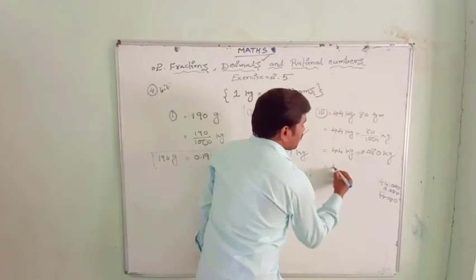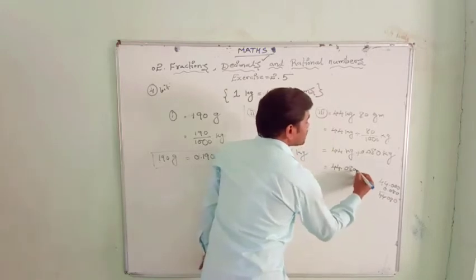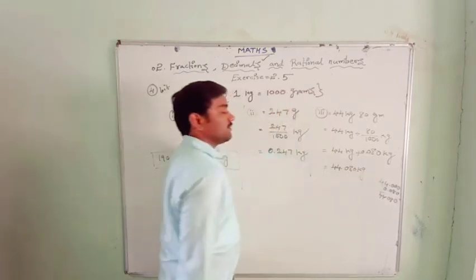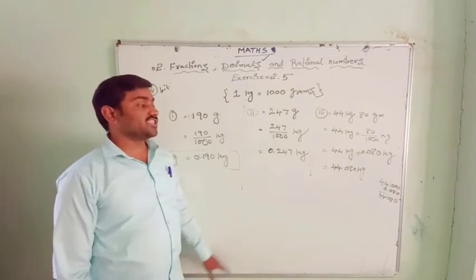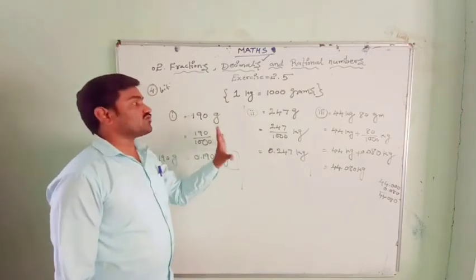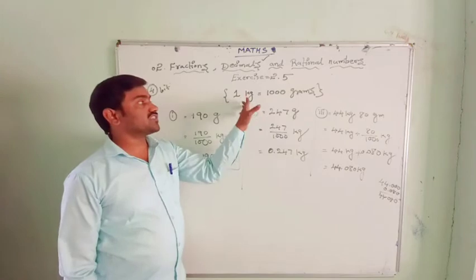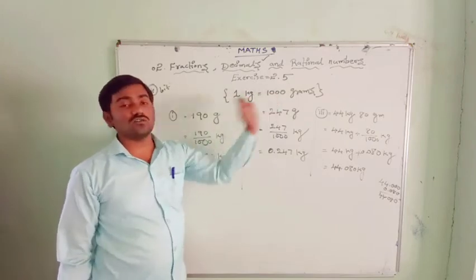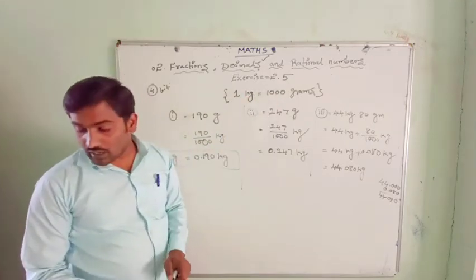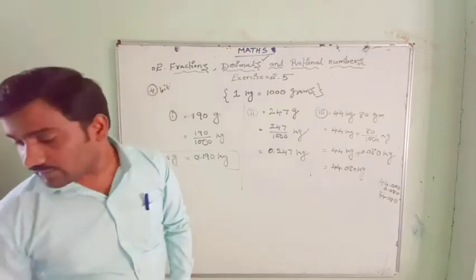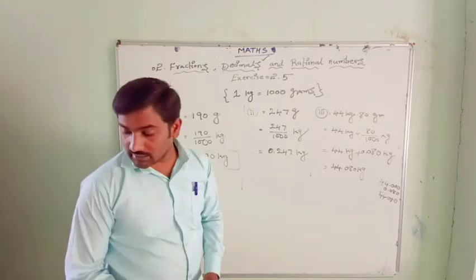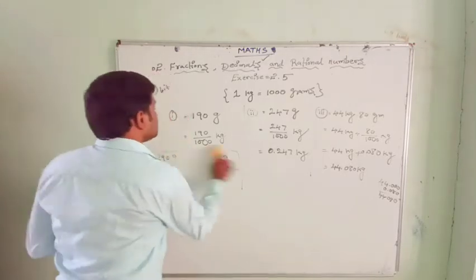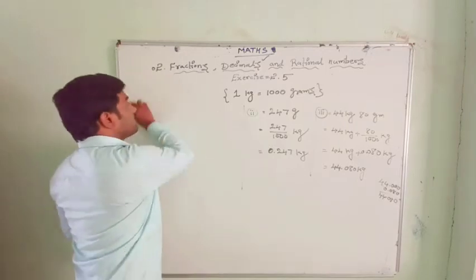08044. That is 44.080 kg. Simple. That means these grams we have converted to kg by using the concept of conversion: 1 kg equals 1000 grams. Now next we have some more bits again. Let us solve that also. See the concept. The conversions are very important here.